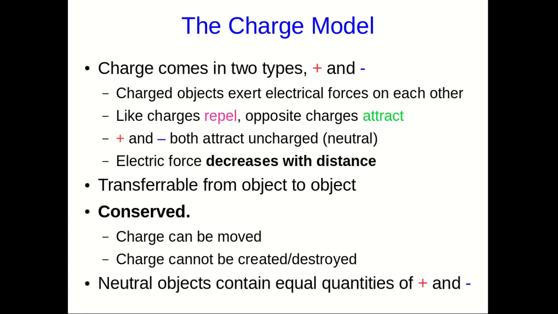Another important point is that neutral objects contain equal quantities of positive and negative. If the charge is conserved, the only way you can charge objects is if they already contain a bunch of positive and negative, and they're neutral because they've got equal amounts. Now, to give something a negative charge, you can either put negative charge onto it or take positive charge off. To give it a positive charge, you can put positive charge on or take negative charge off.